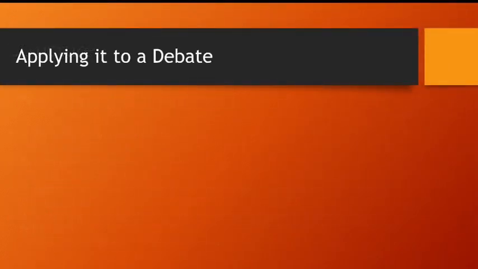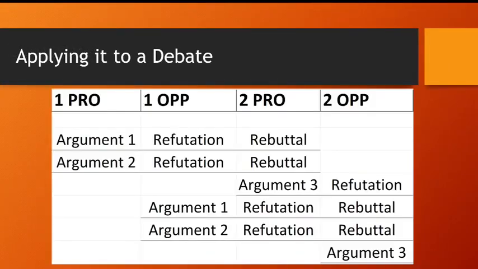Now we're going to apply a refutation and rebuttal to an actual debate. Now, from this flowchart that is presented to you, you can see a line that is horizontal. It goes argument, refutation, and rebuttal. The first pro speaker should give 2 arguments. The first op speaker should give 2 refutations, and then their 2 arguments.